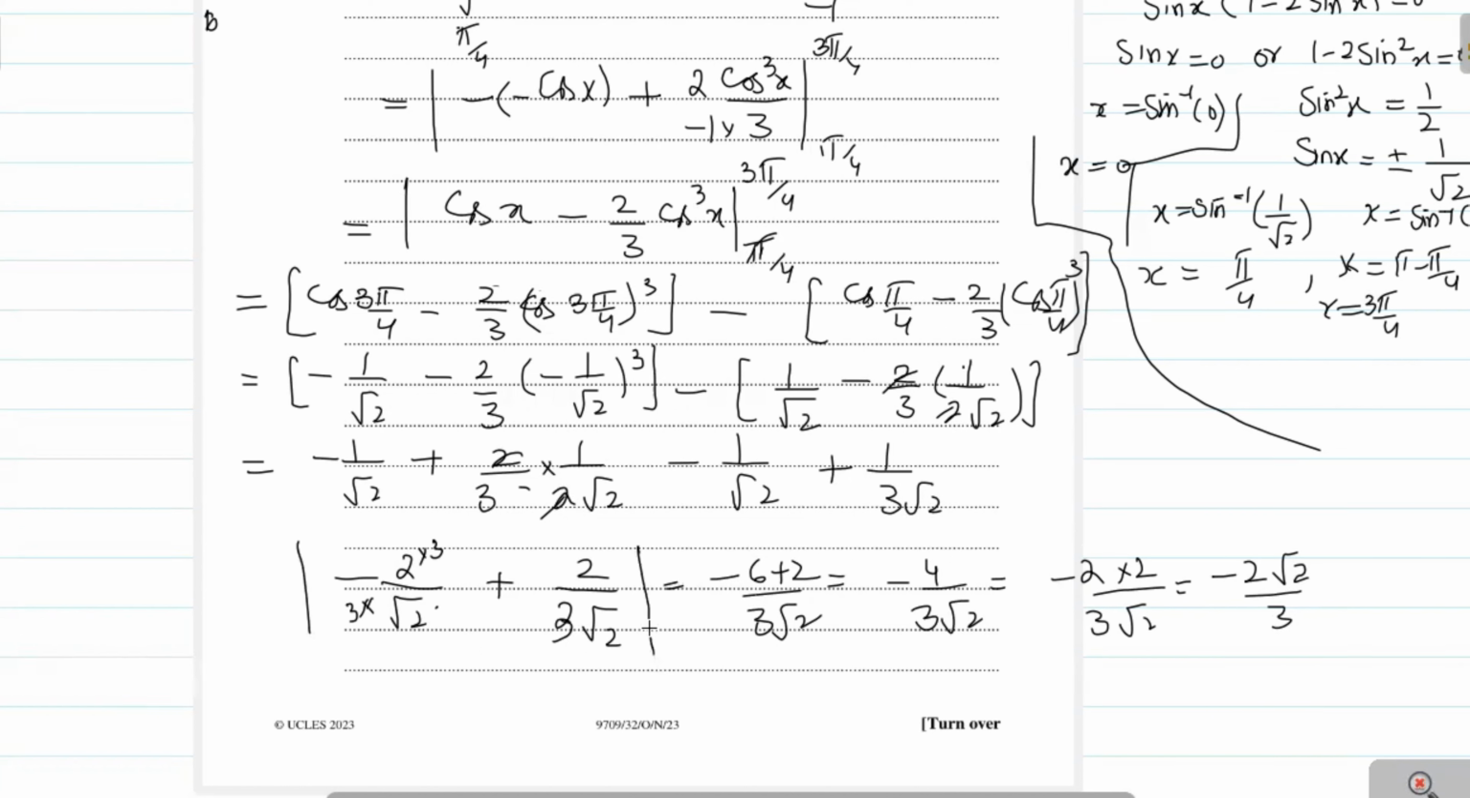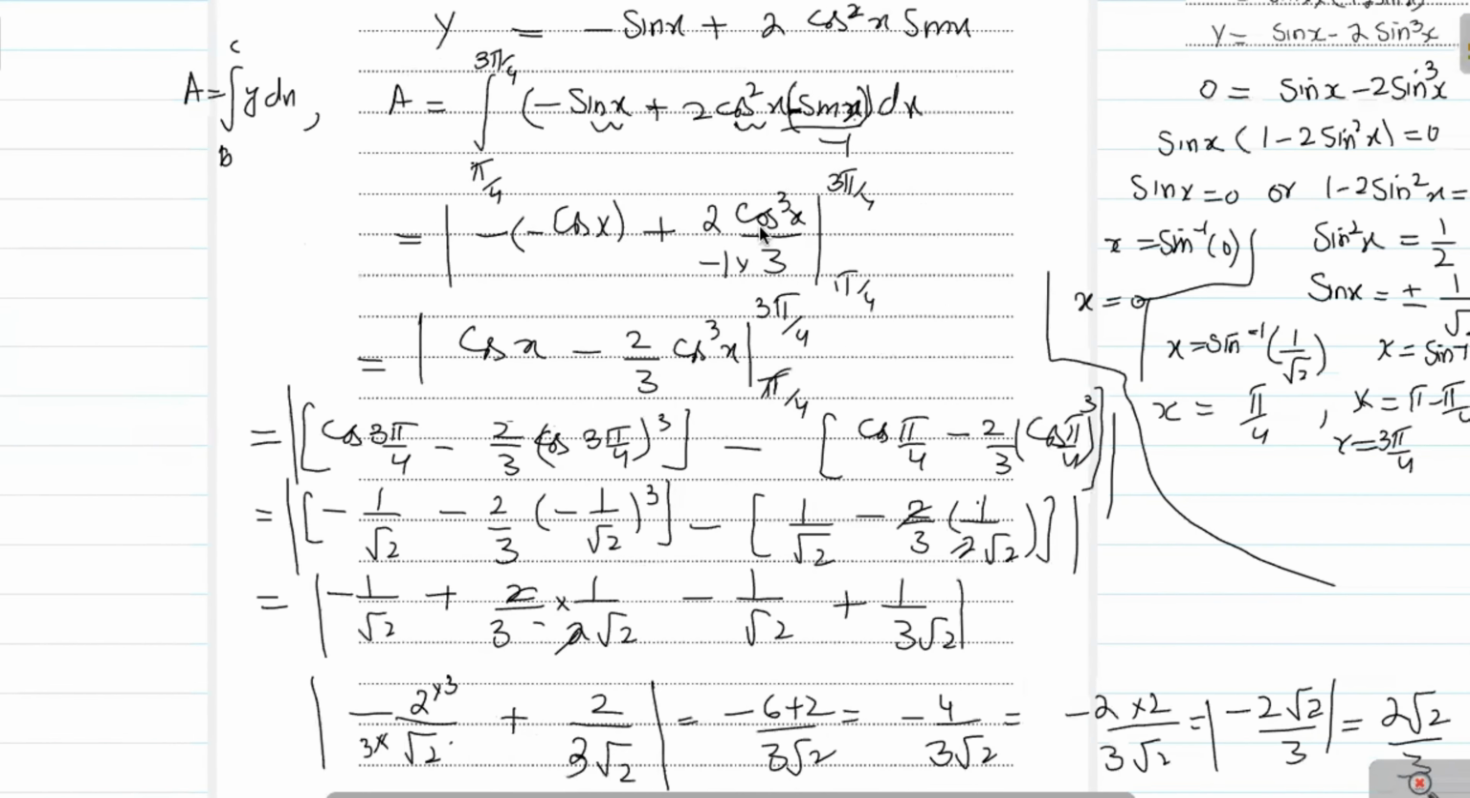These values are absolute value, therefore the answer will be in positive value. Now we put the absolute sign here, therefore this value will be positive. This is the answer.